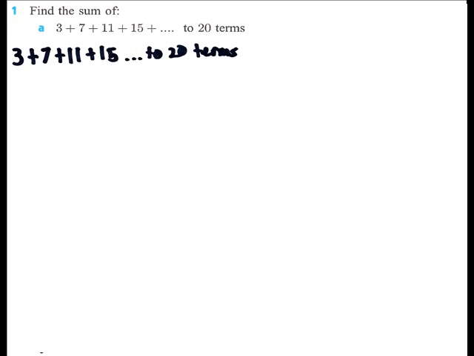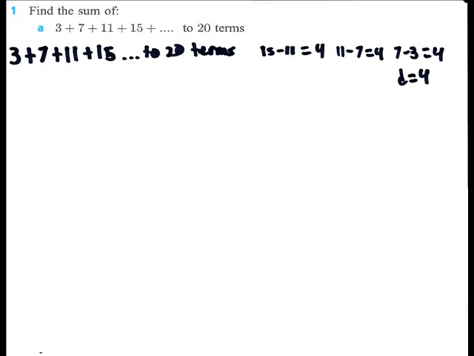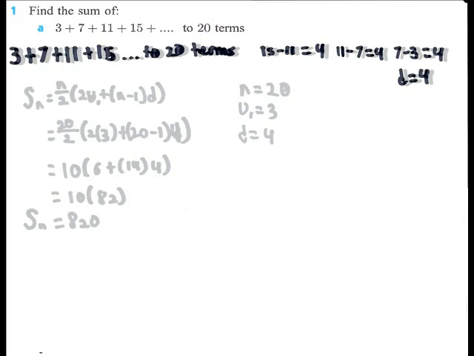Here they give us an arithmetic series of 3 plus 7 plus 11 plus 15, and they want us to find the sum up to the first 20 terms. We can find the common difference by subtracting 15 by 11, 11 by 7, and 7 by 3. All of these will give us 4, so the common difference is 4.